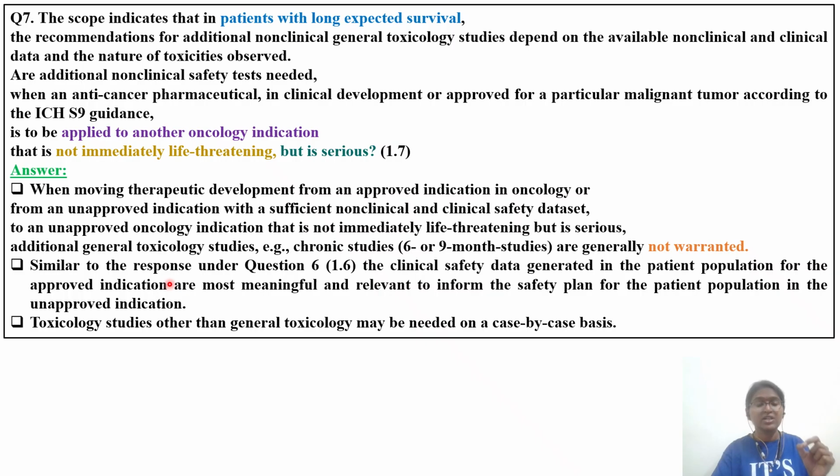So we'll see the last two statements, similar to the response under question number 6. The clinical safety data generated in the patient population for the approved indication, for example liver tumor, are most meaningful and relevant to inform the safety plan for the patient population in the new indication, that is pancreatic cancer. Toxicology studies other than general toxicology may be needed on a case by case basis. Here it is not clearly mentioning what additional toxicology. I am assuming that it might be local toxicity or some immunotoxicity, such kind of things.